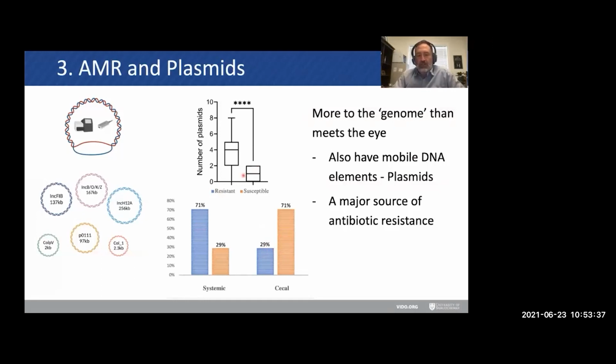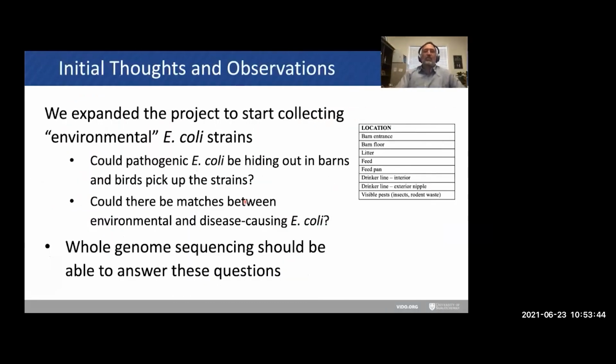And a lot of the genes responsible for these differences lie on these plasmids. So our initial thoughts and observations: we expanded the project to start collecting environmental E. coli strains. You can see here some of the locations of these samples, now that we're taking them from barns that poultry extension members are getting for us.